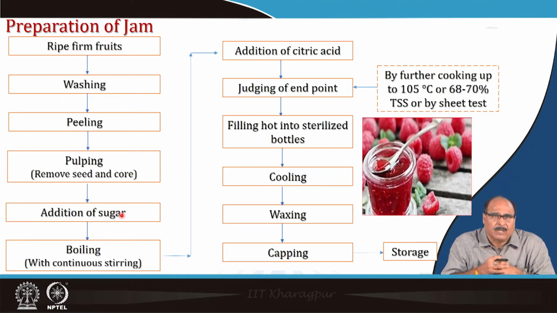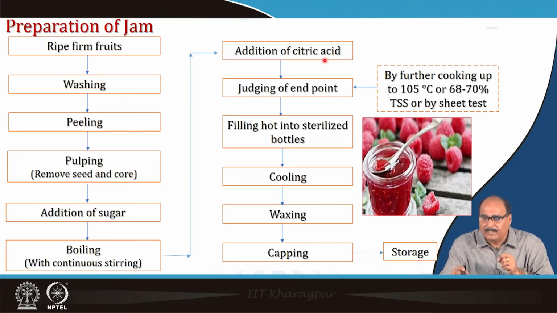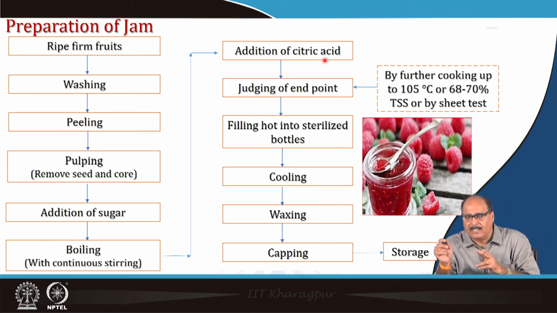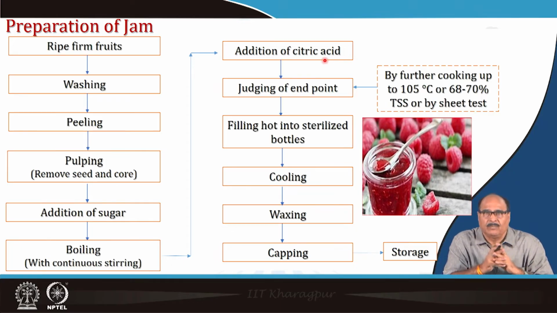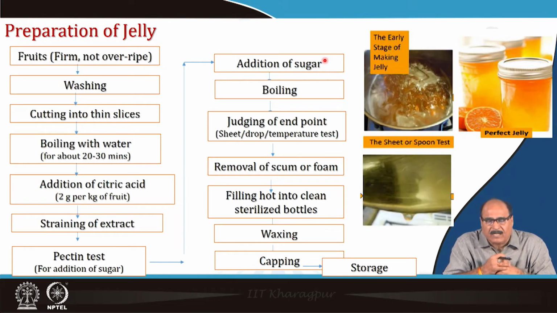Similarly, a process flow chart for preparation of apple jam, which is a very common product. It goes through the preparatory steps, then peeling, pulping, removing the seed and core, addition of sugars and boiling with continuous stirring. After boiling, citric acid is added, and the end point is judged by further cooking up to 105 degrees Celsius, or when the TSS reaches 68 to 70 degrees Brix, or by other tests such as the seed test. Once the product is ready, it is filled hot into sterilized bottles, cooled, waxed and then capped.